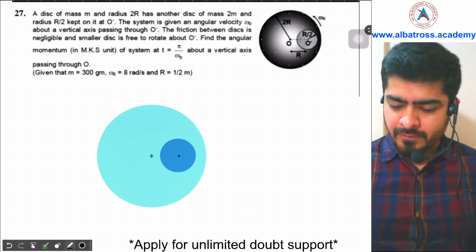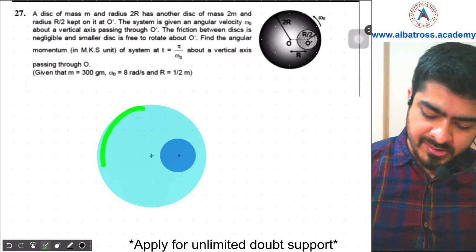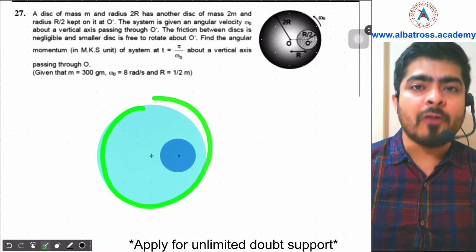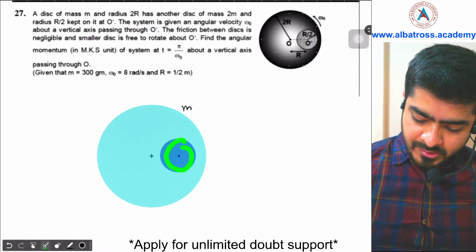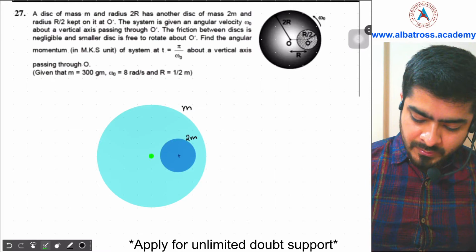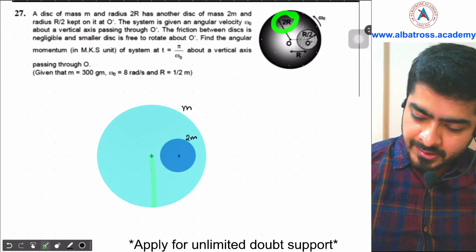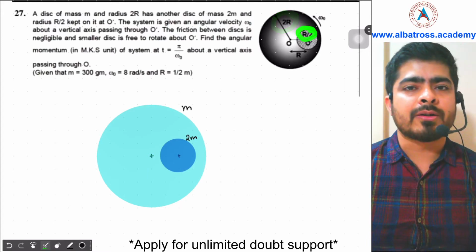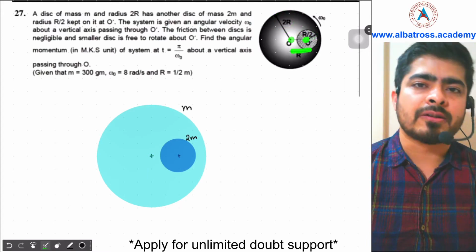Hello students, so we have a question over here from rotational mechanics. We have got two discs over here. This is the bigger disc of mass m, and we have the smaller disc of mass 2m. The radius of the bigger disc is given as 2r, and the radius of the smaller disc is given to be r by 2. The distance between the two centers of the disc is r.